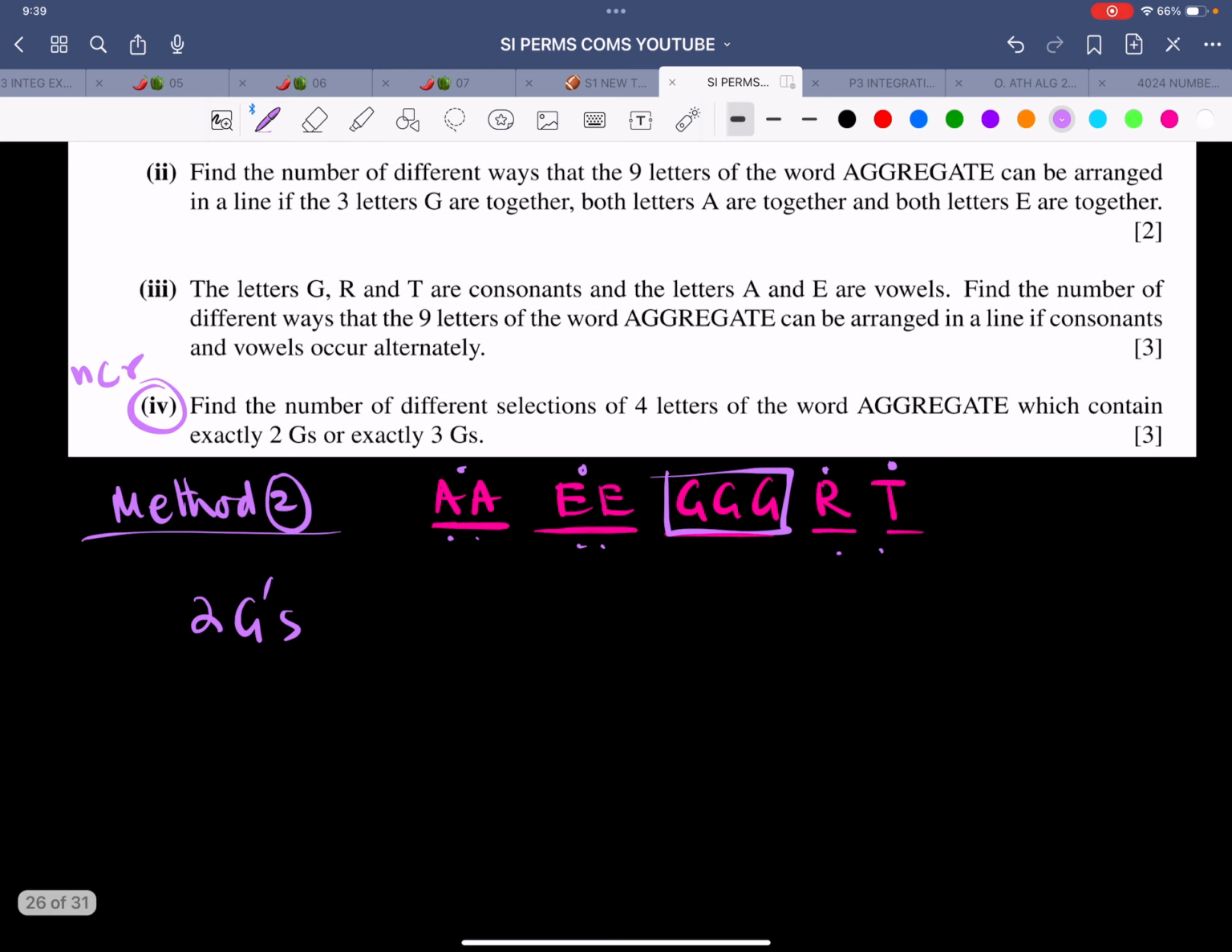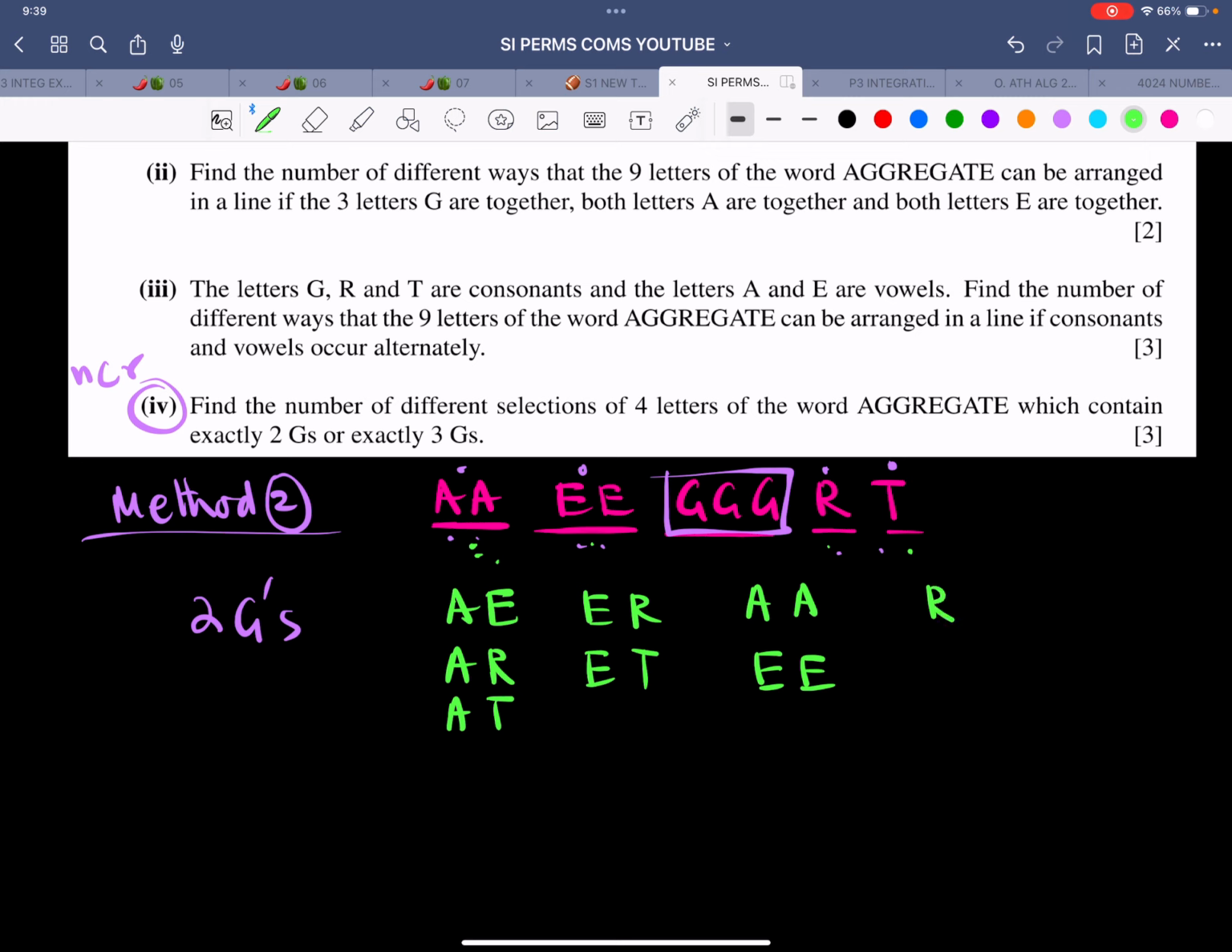So what are the different options that I can make? I can make, let me write it down, AE, a combination of A and E, a combination of AR, a combination of AT, AE, AR, AT. Similarly, I can have ER and then ET. Of course, I can have a double A. Of course, I can have a double E. Of course, I can have R and T. And how many options are these? So let me count it. This is 1, this is 2, 3, 4, 5, 6, 7, 8. So 2 G's, there are 8 options so far. And we will double check it with the previous result.